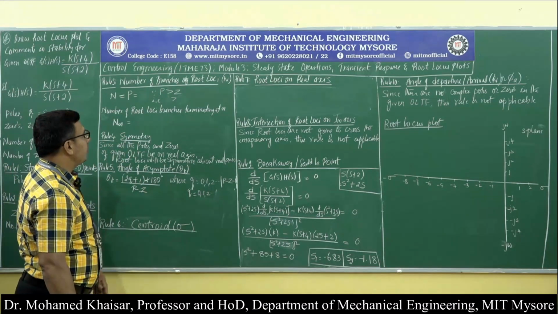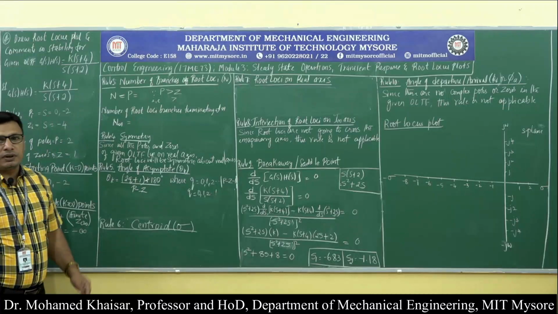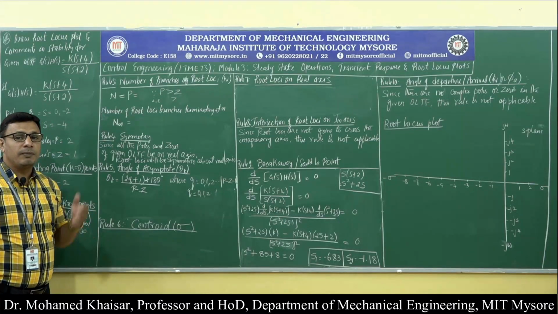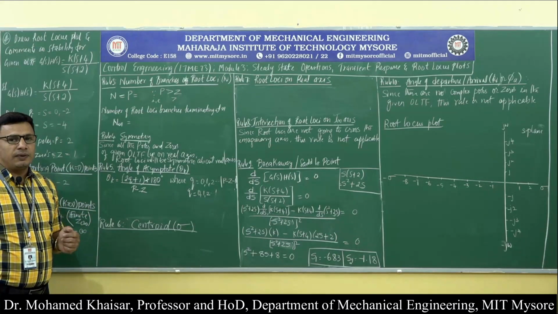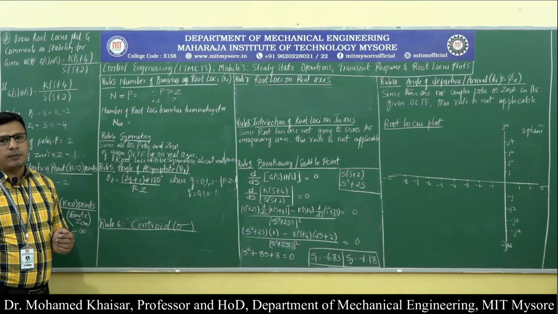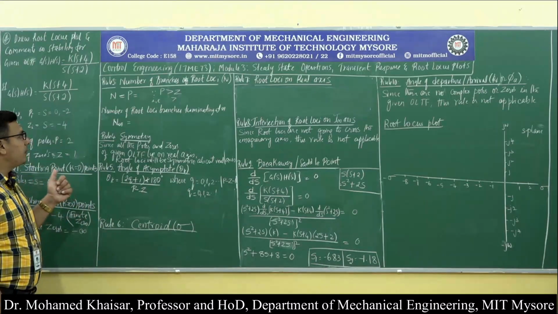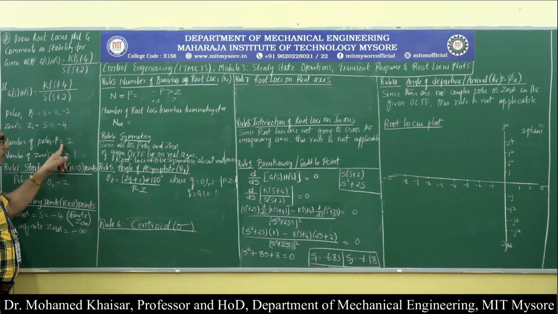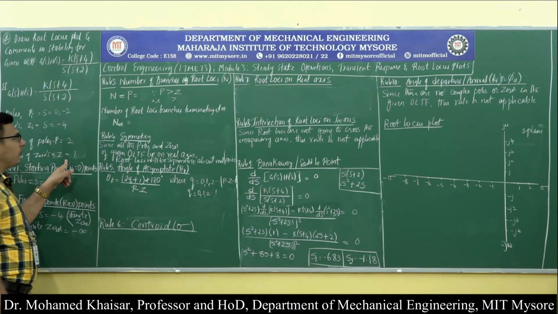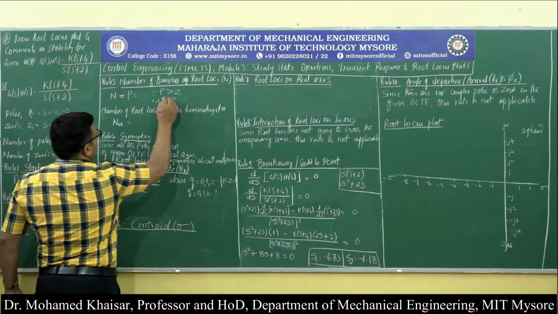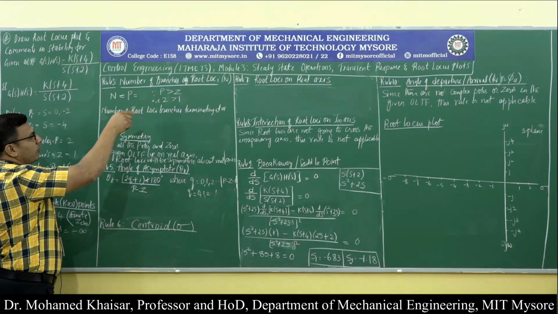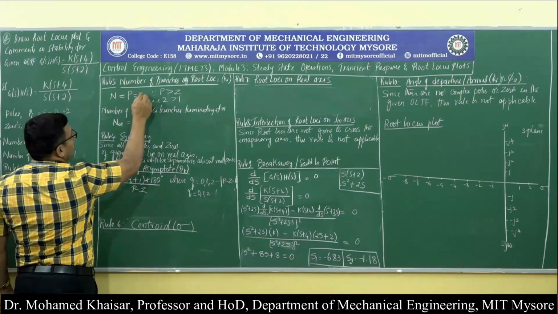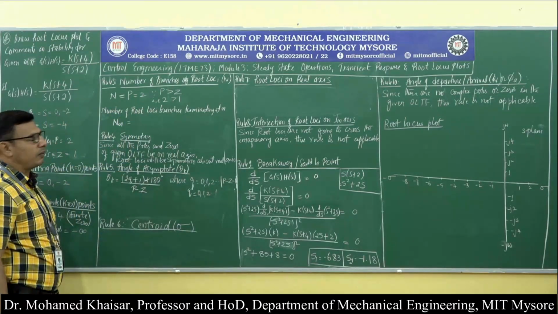Then the number of branches of root loci, n. As per the rule, the number of branches of root loci will be equal to the number of poles if the number of poles is greater than the number of zeros. And if the number of zeros is greater than the number of poles, then the number of branches of root loci will be equal to the number of zeros. In the given problem, the number of poles is 2 and the number of zeros is 1. So 2 is greater than 1. When this is the case, the number of branches of root loci n will be equal to the number of poles, that is 2. There will be 2 branches of root loci.